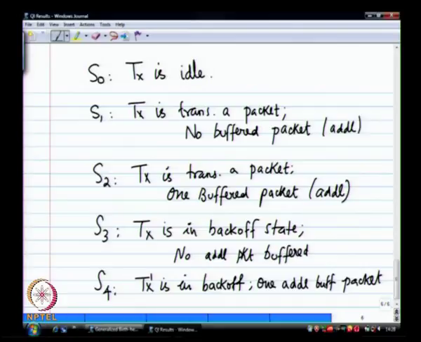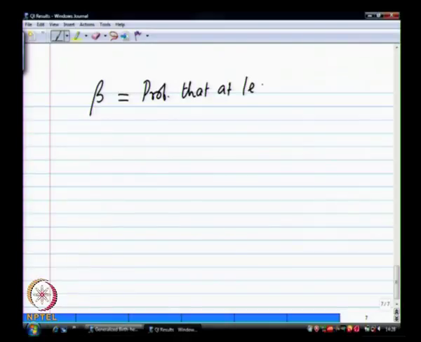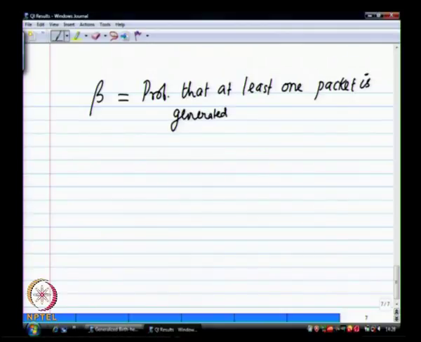And we will make some assumptions. So we will have to make some definitions. Beta is the probability that at least one packet is generated. This is at a given user, in one slot.